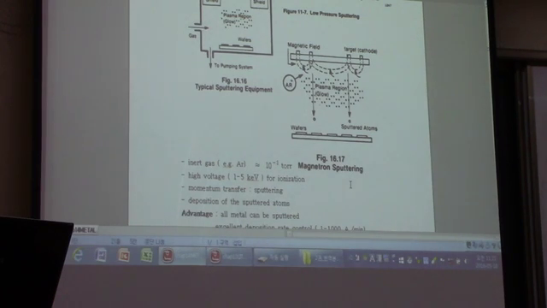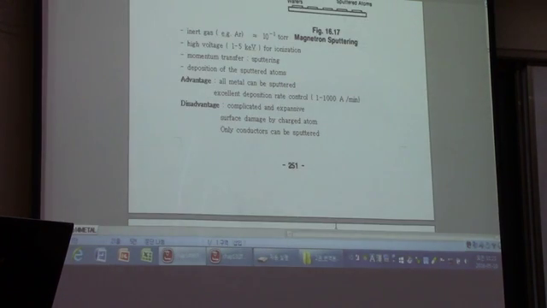Of course, the sputtering rate is not that quick, but anyway, you don't need thick metal layers for this metallization. The typical thickness that we use is less than 4,000 angstrom. So that is not thick at all, okay?